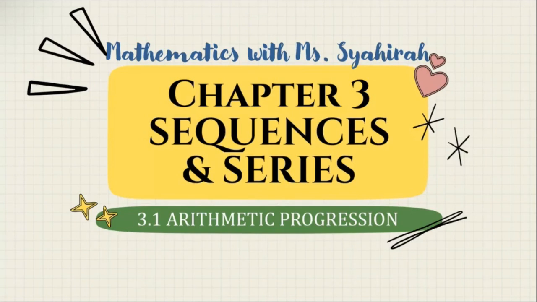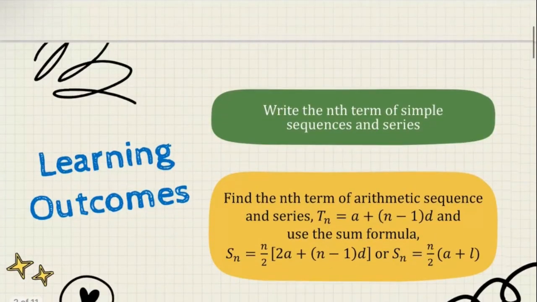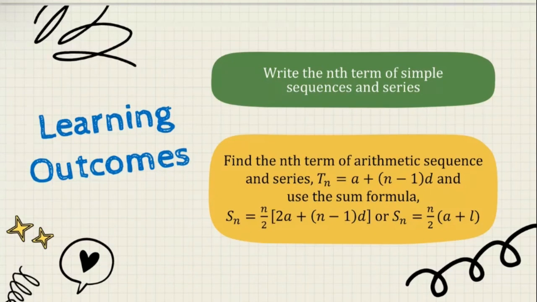Okay, so before we go further, let's look at our learning outcomes. Untuk 3.1 ini sebenarnya kita ada 4, tapi yang berkaitan dengan arithmetic progression ada 2, which is write the nth term of simple sequences and series. Write the nth term untuk simple ni saya tak bagi contoh sangat, nanti kita akan tengok kat tutorial soalan ni macam mana. Soalan ni tak masuk exam point. Tapi dia akan lebih fokus kepada find the nth term of arithmetic sequence and series.